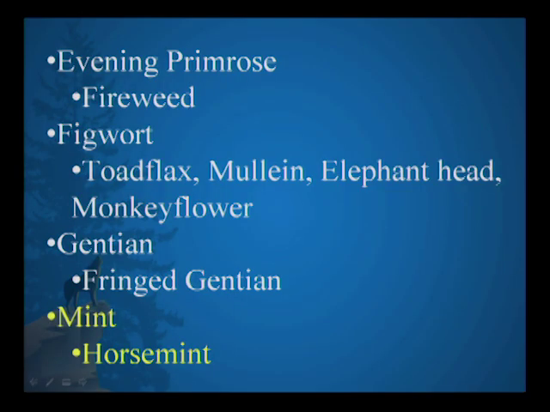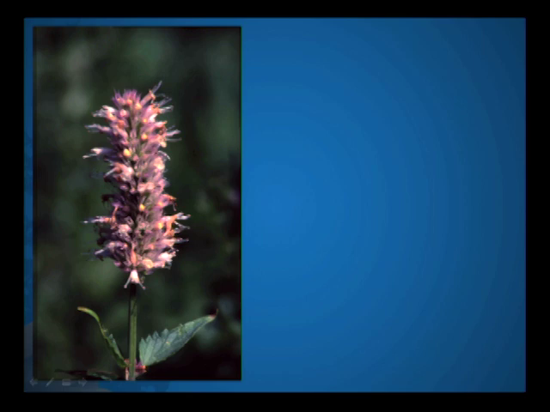And then another family, the mint family. An example up there is horse mint, common mint, and there are some other members as well. So this is an example from the mint family. And one of the ways to tell the mints is if you tear the leaf and smell the aroma, it will smell like mints.